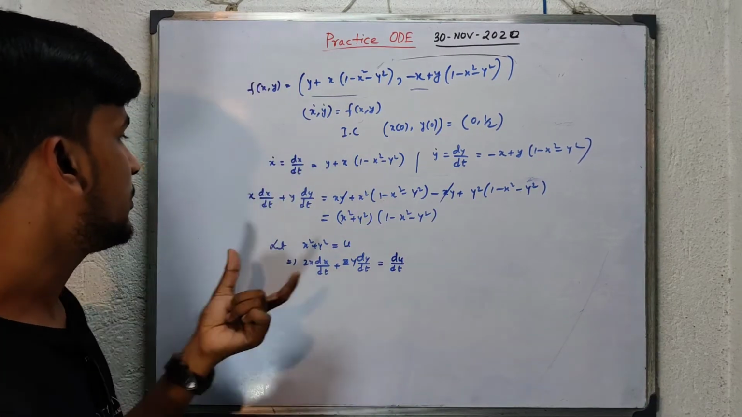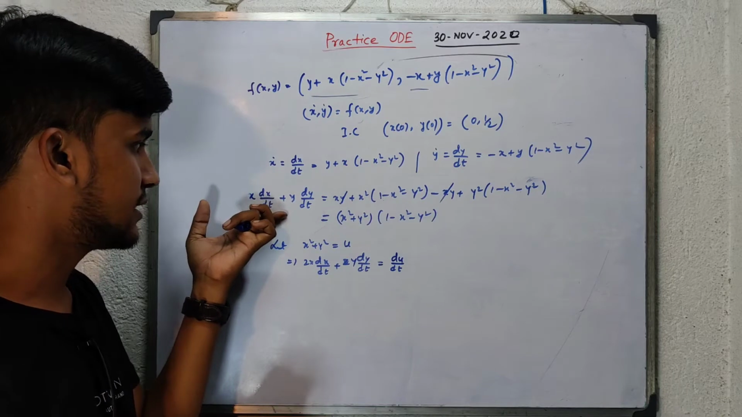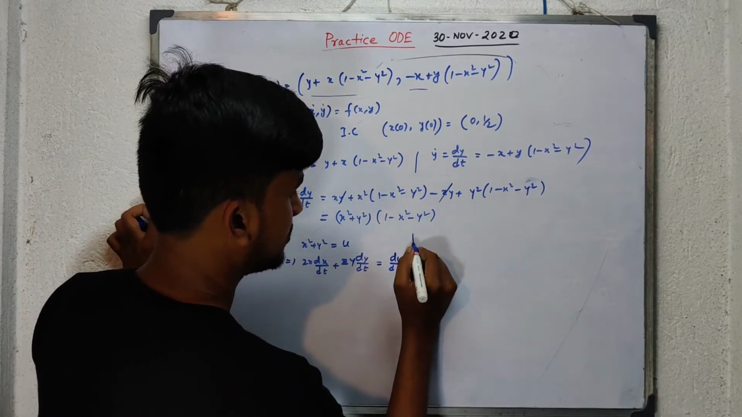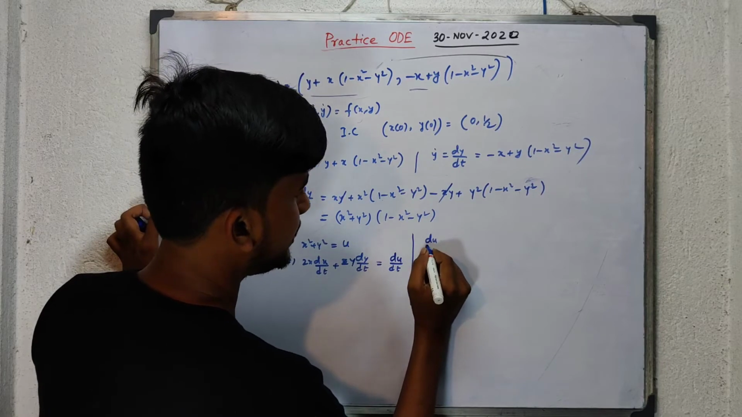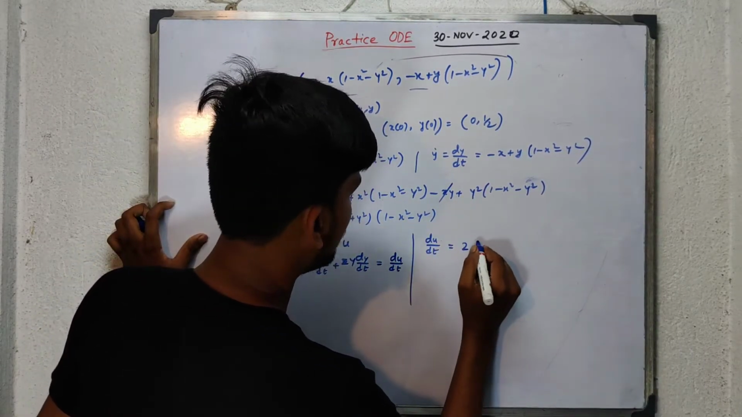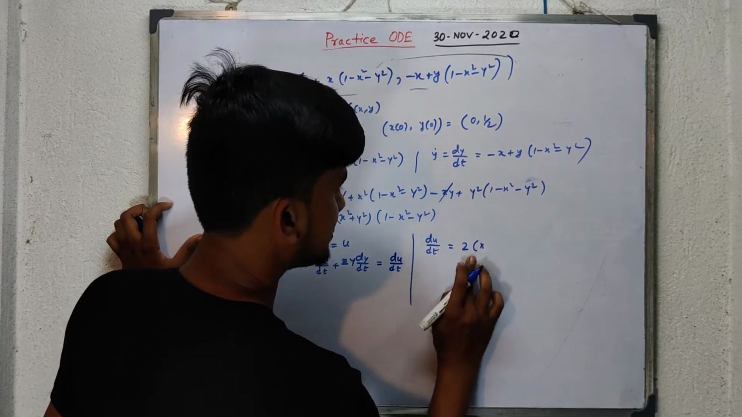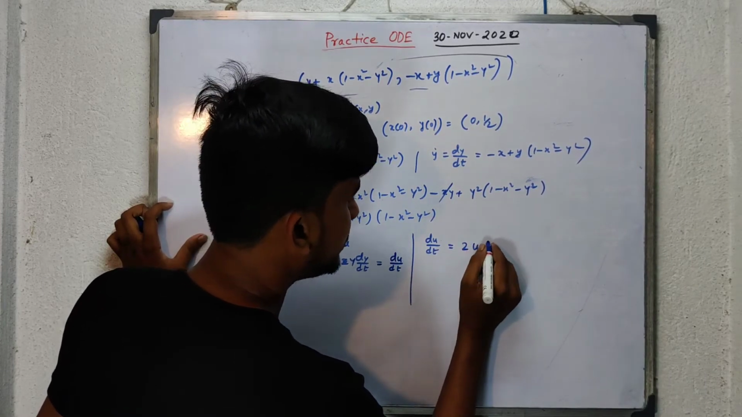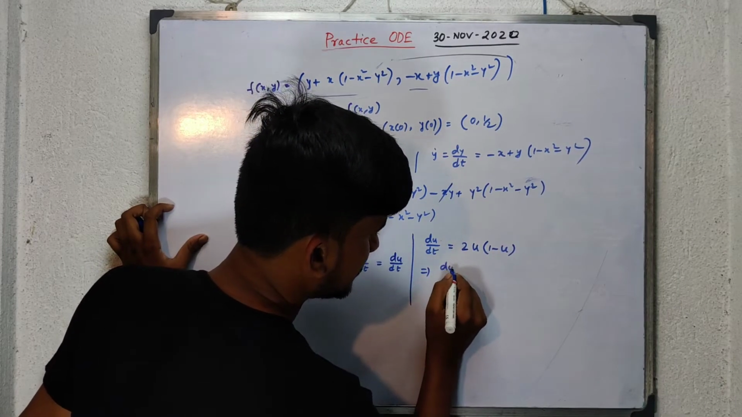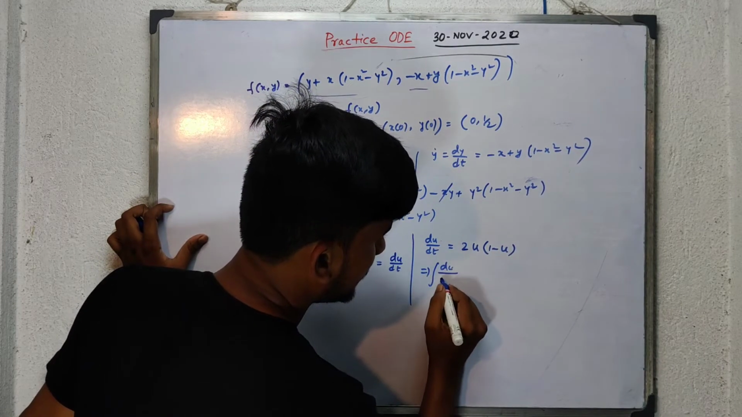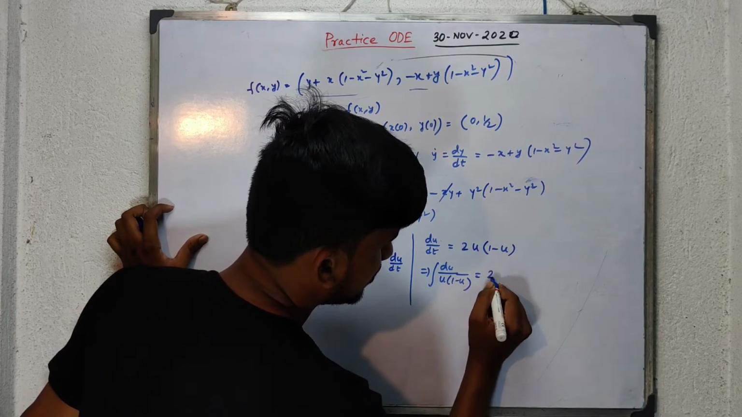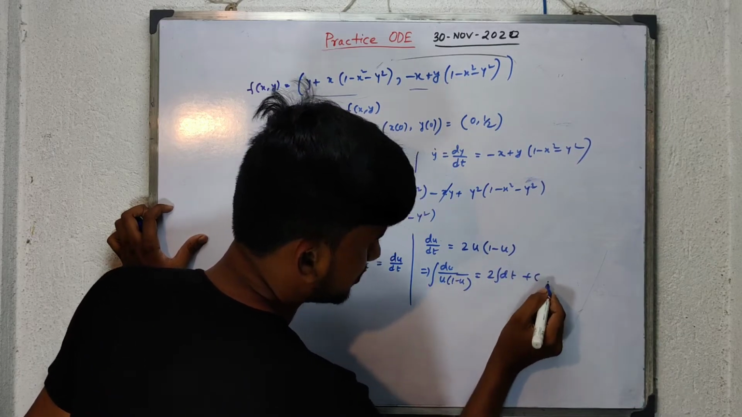Now if we multiply this by 2 and put this value, we get du/dt equal to 2 into x square plus y square, which means u. So 2 into u into 1 minus u. This gives du by u into 1 minus u equal to 2 integration dt plus a constant.